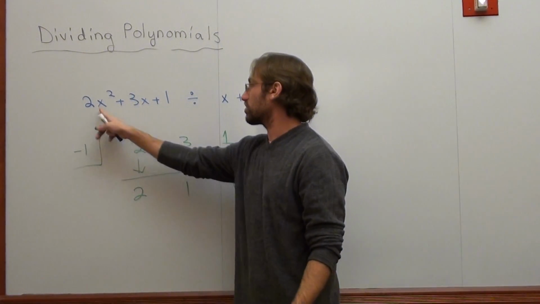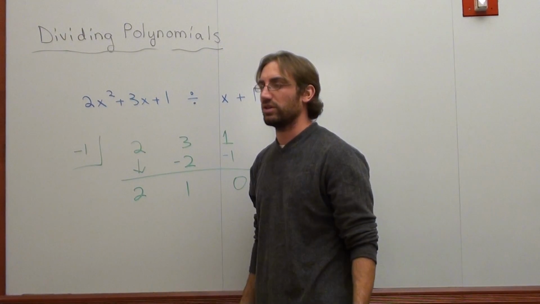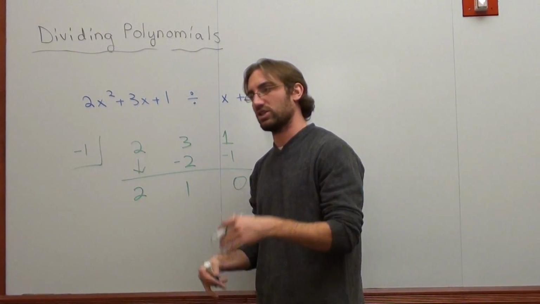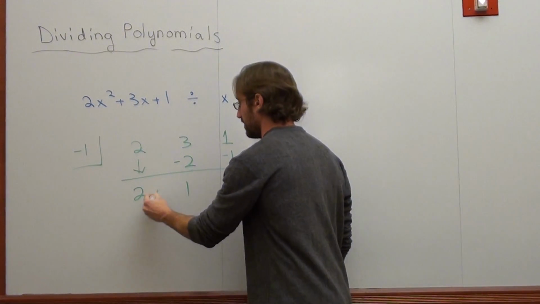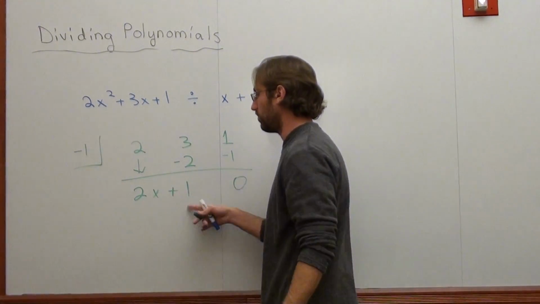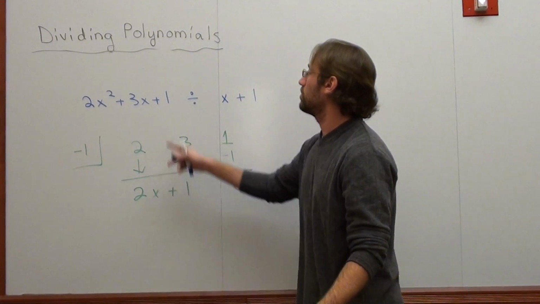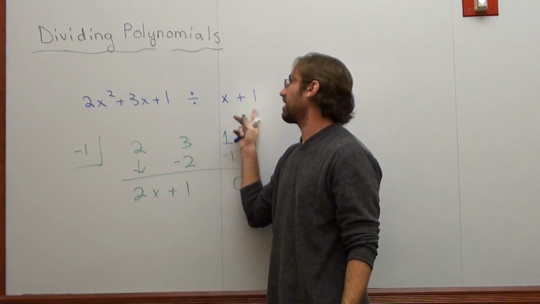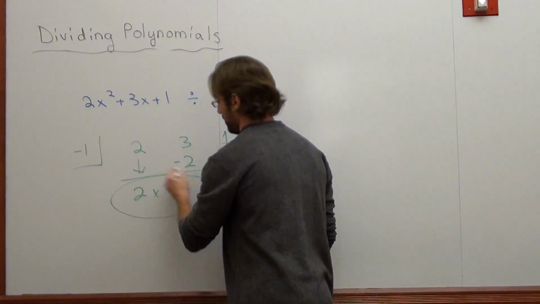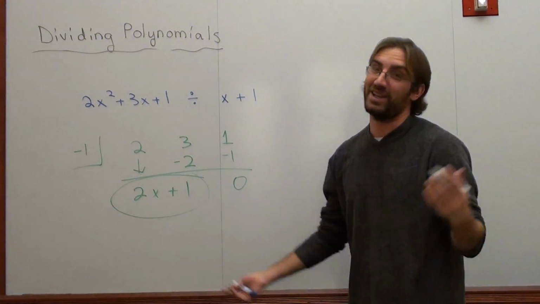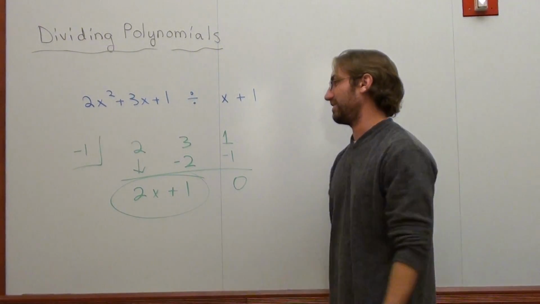The first term was an x squared, so go 1 degree less. If it's an x cubed, make it an x squared. If it's an x squared, make it an x. That's your answer. 2x squared plus 3x plus 1 divided by x plus 1 is 2x plus 1. There's no remainder.